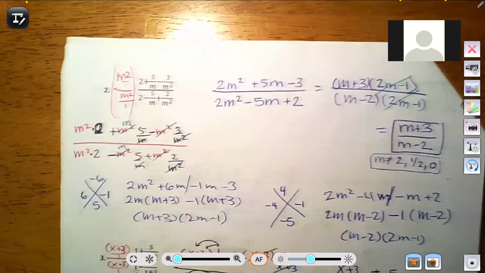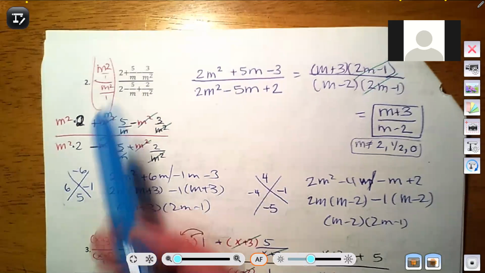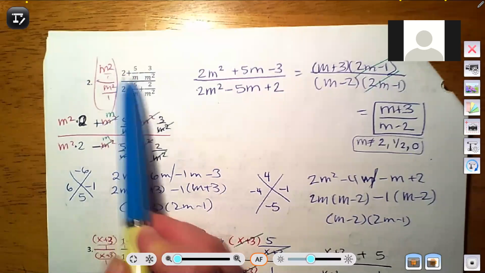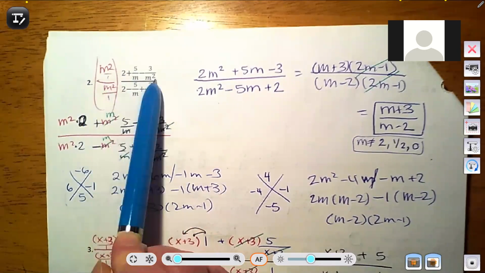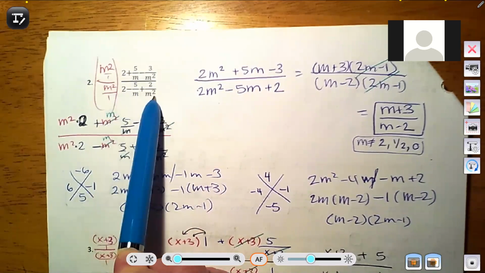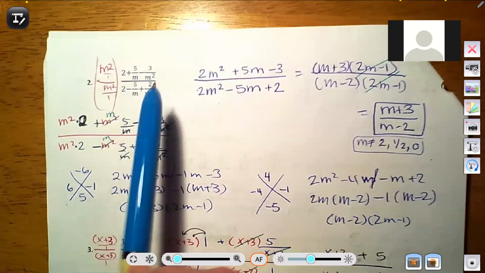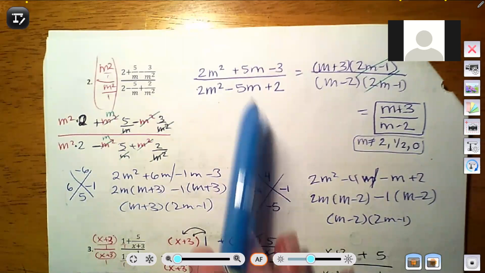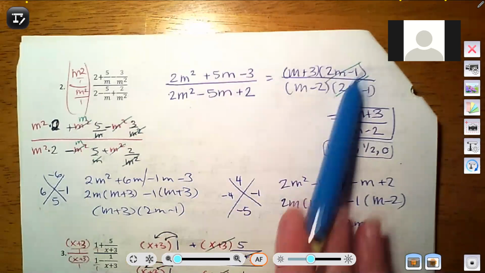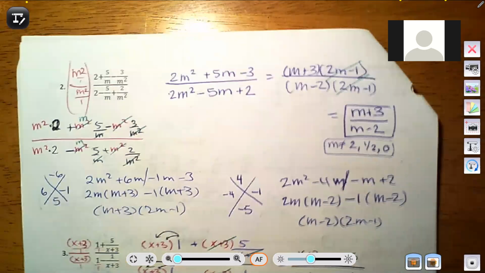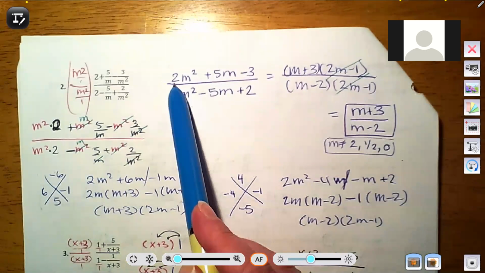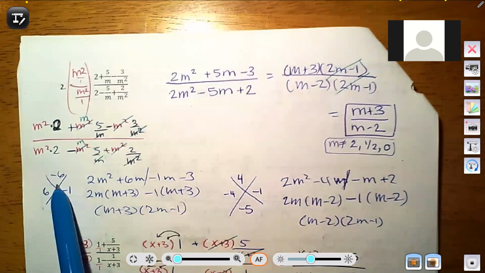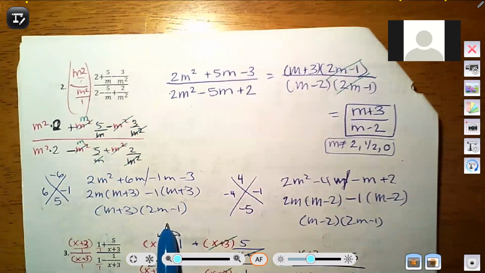So for more practice on the LCD method, clear these fractions by multiplying by the LCD. Here again m squared would be the lowest common denominator, or lowest common multiple. Then you factor and cancel common factors. For this factoring, since your a was not 1, you had to do the a times the c and then do your grouping.